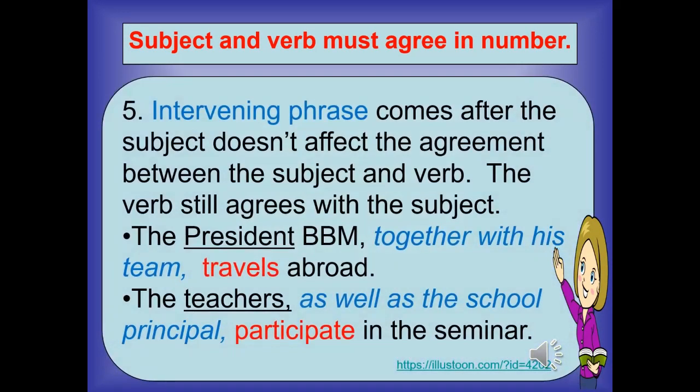Number 5. An intervening phrase that comes after the subject doesn't affect the agreement between the subject and verb. The verb still agrees with the subject. Here are the examples. The President BBM, together with his team, travels abroad. The teachers, as well as the school principal, participate in the seminar.